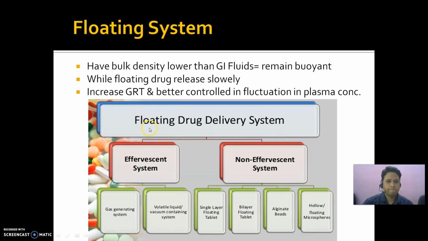Floating systems are mainly classified into effervescent systems and non-effervescent systems. Effervescent systems are further classified as gas generating systems and volatile systems. Non-effervescent systems are further classified as single layer floating tablet, bi-layer floating tablet, alginate beads, and hollow microspheres, that is also called floating microspheres.